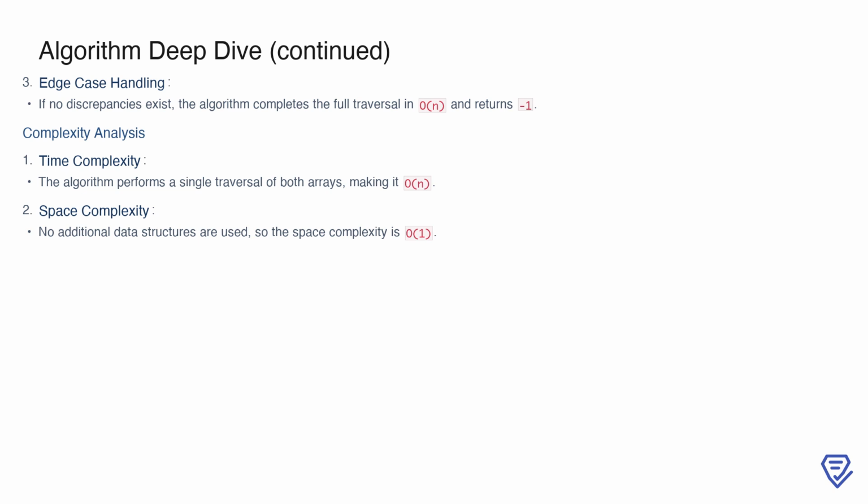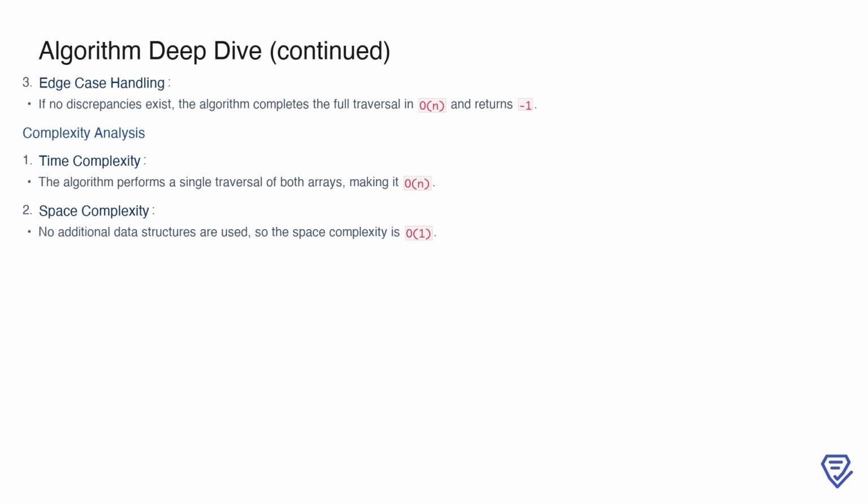If no discrepancies exist between the sensor readings, the algorithm completes the full traversal of the arrays in O(n) time and returns -1 to indicate that neither sensor is faulty. In terms of complexity analysis, the time complexity remains O(n), because the algorithm performs a single traversal of the arrays and only compares subarrays when necessary. The space complexity is O(1), since no additional memory is allocated beyond the index variable used for tracking. This combination of linear time efficiency and constant space usage makes the algorithm both optimal and scalable for large input sizes.